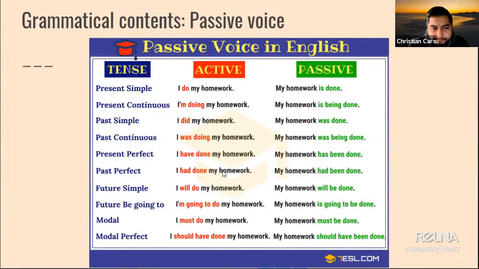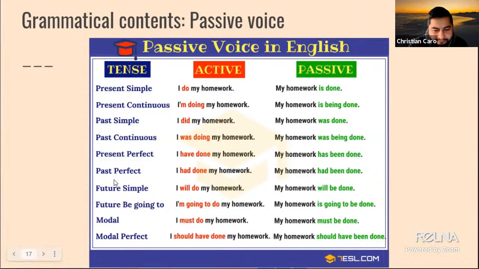What else? Regarding the form, specifically the grammar, the structure. Active and passive voice are used with pretty much all the tenses. Okay, you know that the tense, or el tiempo verbal, there are a lot of different tenses and combinations of tenses. We got the present simple, present continuous, past simple, past continuous, present perfect, etc.